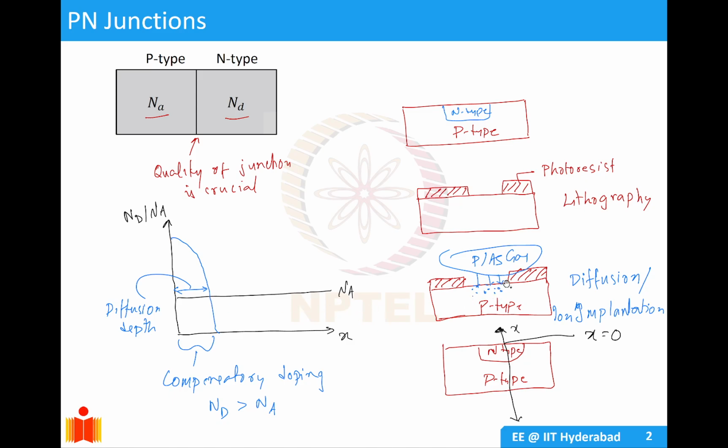So the n-type doping is first to overcome the p-type doping, and then you do extra doping to make it n-type, which is what is shown here.